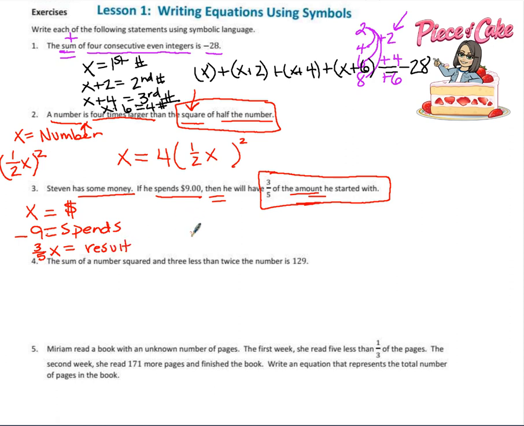All right, we can put all that together. He has some money. He spends 9. Then he ends up with 3/5 of what he started with. All right, you guys are going to try number 4 and 5. And when you're done, go ahead and hit the space bar and start the video back up and check your answers.